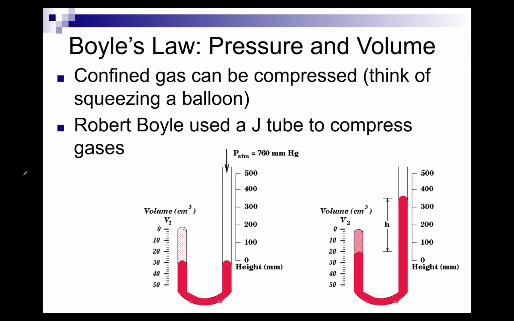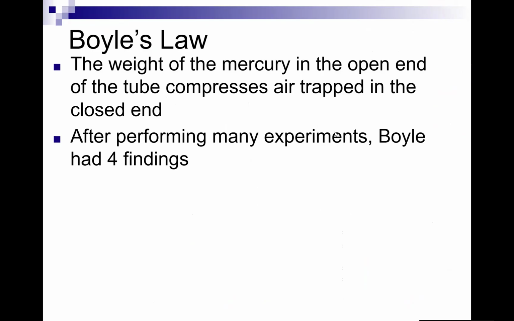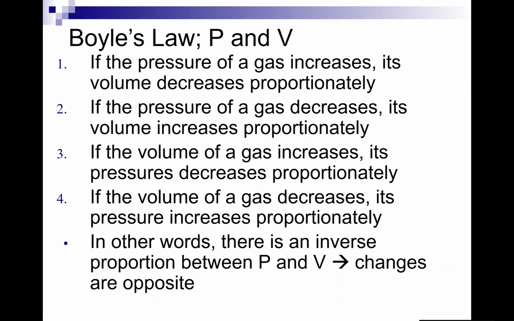And he found that the weight of the mercury in the open end of the tube will compress the air trapped in the closed end. And he had 4 findings from this experiment.